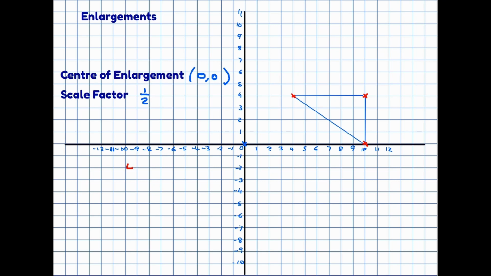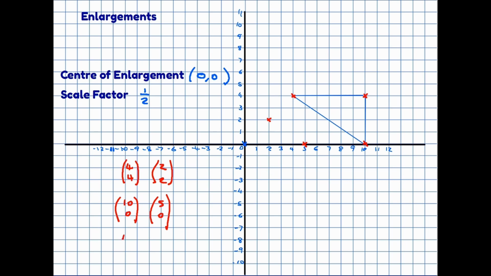Let's have a look at the original triangle, and I'm taking a look at the vector of the first of the points. It's at 4, 4. If we are going to do an enlargement of a half, we therefore have to divide those figures to 2, 2. Therefore, the new point becomes 2, 2 as a vector from the centre of enlargement. Let's have a look at the next point on the triangle. Well, the bottom corner is at 10, 0. If we divide both of those by 2, we get 5, 0, and that's where the point of the second triangle is going to be.